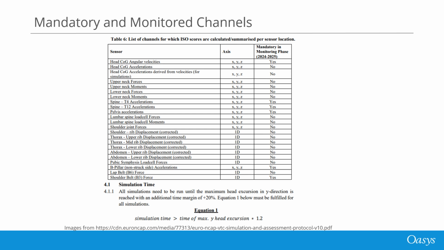The Euro NCAP Virtual Farside 2024 VC1 reporter template automatically calculates the ISO scores for all the required and monitored sensors specified in Table 6 of the Euro NCAP Virtual Farside Simulation and Assessment Protocol. The overall pass-fail status of Validation Criteria 1 is clearly presented, as well as the individual sensor scores. Additionally, the template performs a check to ensure that the simulation duration exceeds the threshold of 1.2 times the time of maximum head excursion. If the duration check fails, then this indicates that you should rerun your simulation with a greater termination time before proceeding.